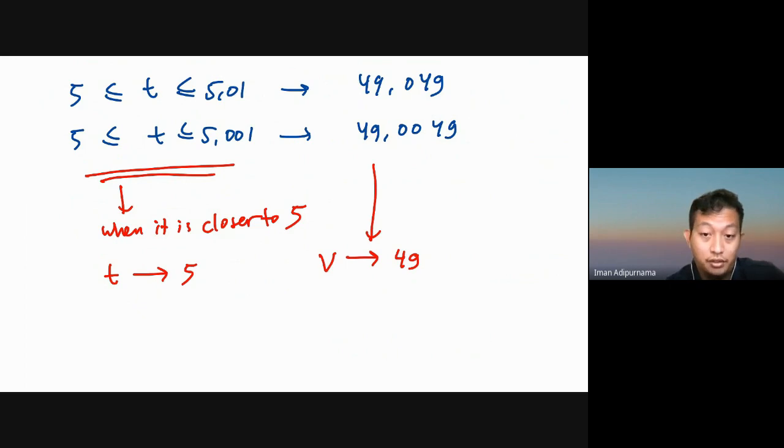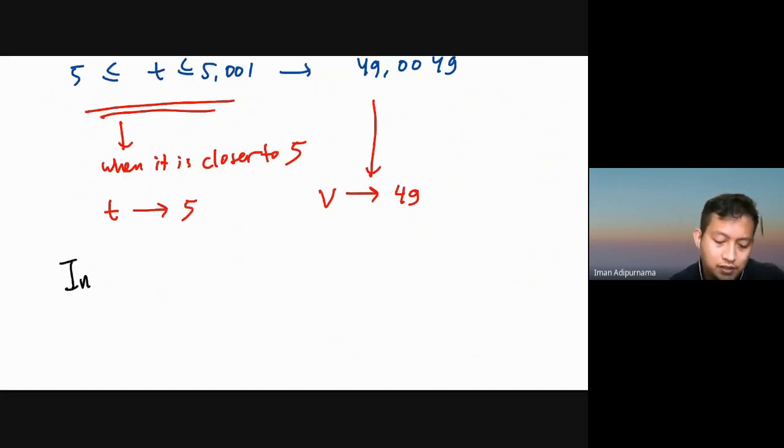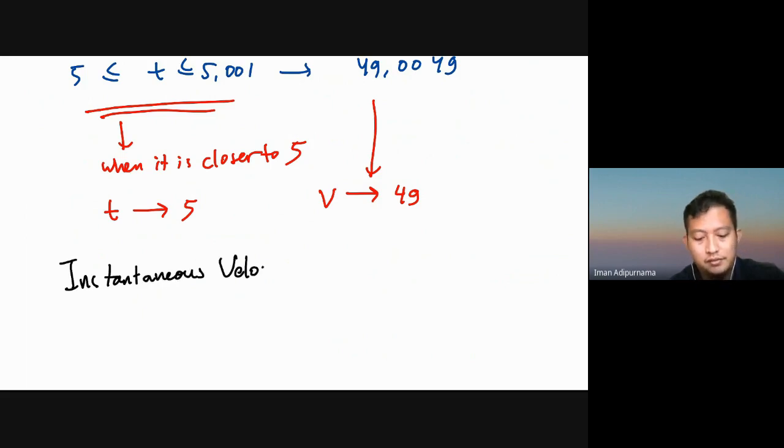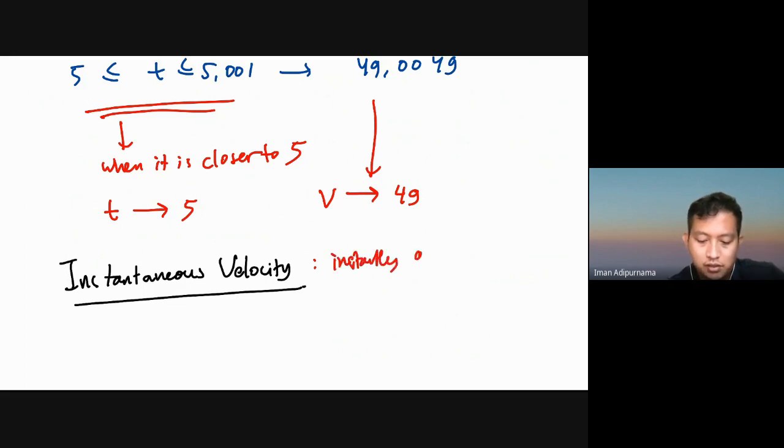So we can also write down a new term for you, or maybe you have heard it before. It's called the instant velocity, or instantaneous velocity. So what does it mean? It means the velocity that is happening instantly after 5 seconds, and it will be around this much.